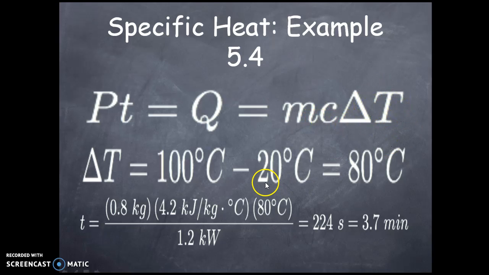So delta T is nothing but 100 minus 20, you got 80. T is the thing you need to find. So mass of the water we know, C we know, delta T we know, P also is given. So just find out the value of T and you'll get 224 seconds, which is equivalent to 3.7 minutes. So it will take 3.7 minutes for that water to reach 100 degrees Celsius.